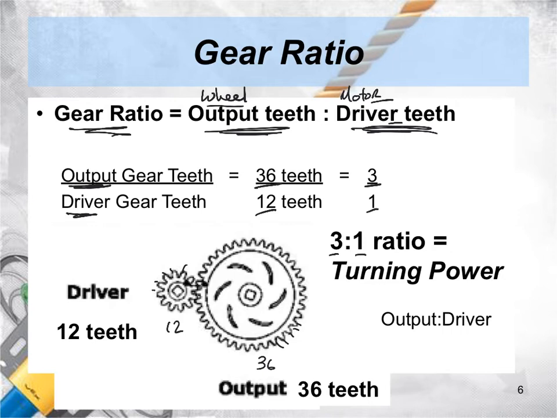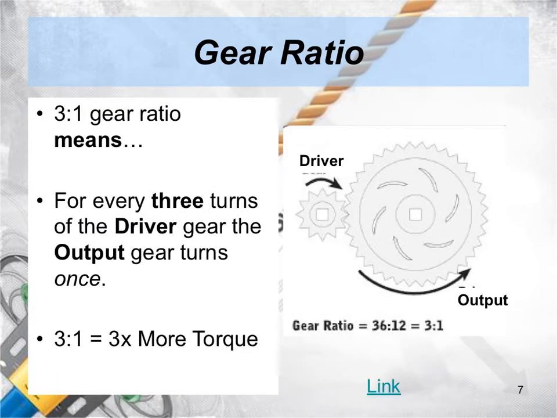Now what does that mean? Well, that means that this gear ratio is giving us turning power, or what we said, torque. So how can we figure out that this has torque? Well, in your imagination, imagine that here's your motor, attached to your driver, and this motor is spinning this gear pretty slowly, and as that gear is spinning pretty slowly, it's spinning this gear pretty slow as well.